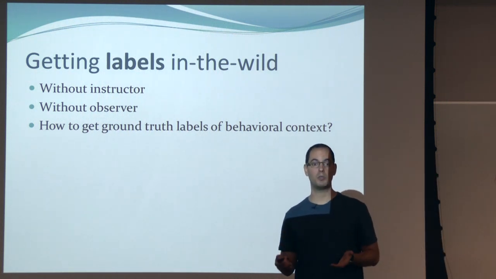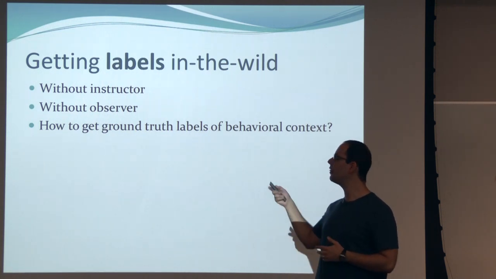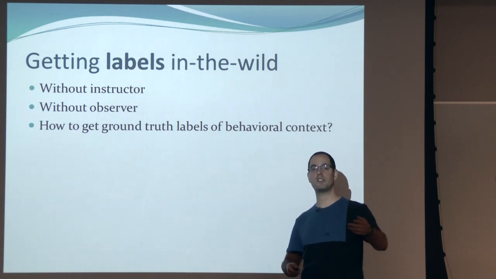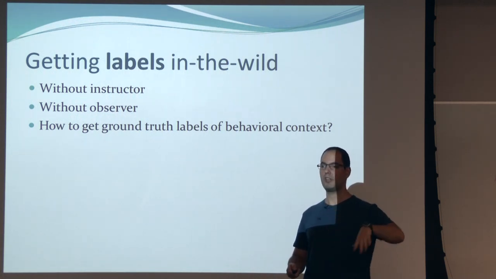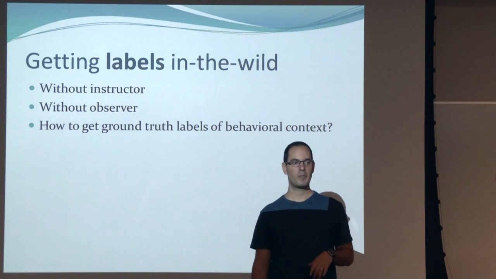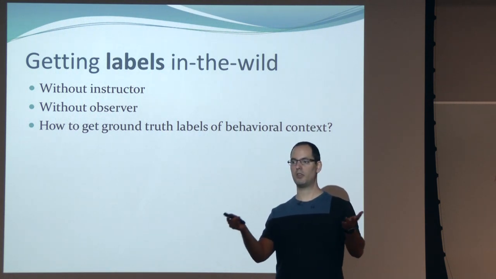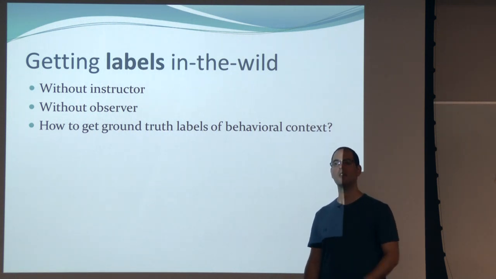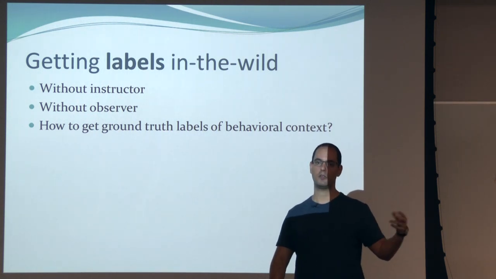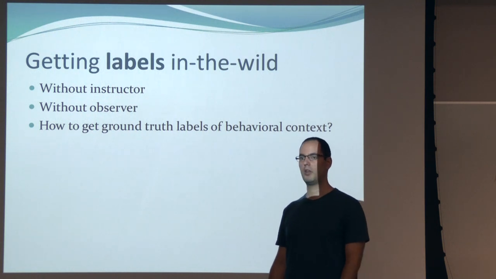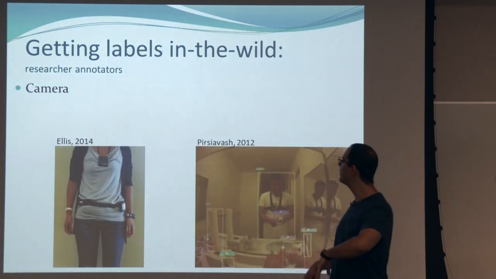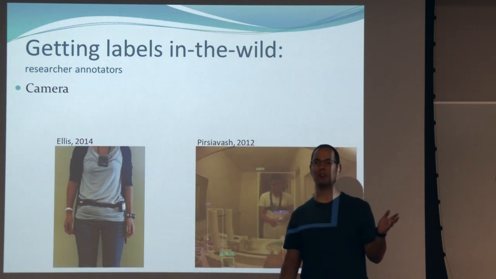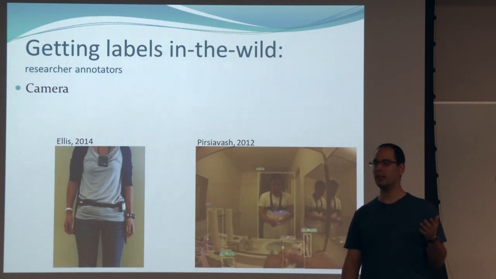How to acquire labels when you're collecting data in the wild. We don't have an instructor telling them what to do. We don't have an observer or spy following the participant 24/7. So what kind of ideas do you think are going to be used to collect labels? Yes? Self-reporting. Right. We're going to rely on people reporting about themselves. Okay, there's no use waiting. Let's go on. Let's talk about other solutions that researchers suggested for collecting labels.